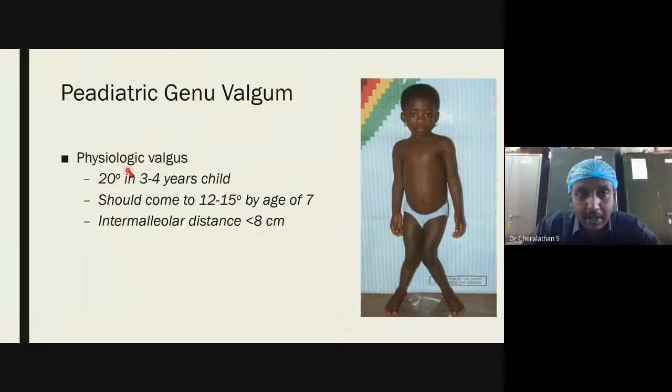So physiologic valgus can be up to 20 degrees in a child of age 3 to 4 years. Slowly it should get corrected to 12 to 15 degrees by the age of 7 years. Or the other indirect measurement is the intermalleolar distance. Anything less than 8 is okay. More than 8, you should be a bit cautious.